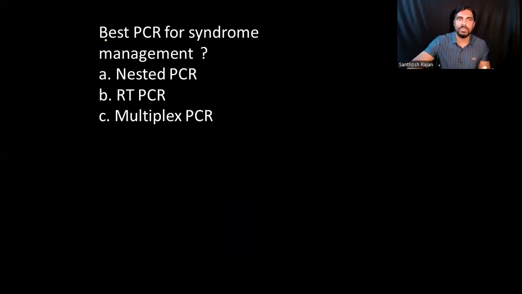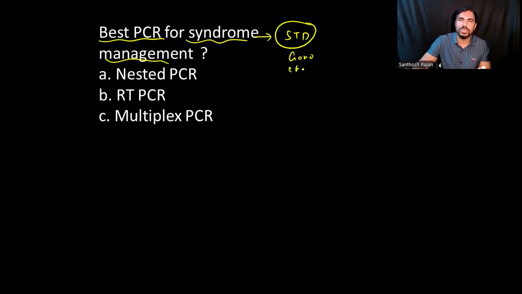That is definitely not best. We have many things that have come. RT-PCR, of course, the revolution: reverse transcriptase, real-time PCR. They are also good. But here the question is syndromic management. Syndromic management means, for example for STD, multiple bacteria. STD is caused by gonococcus, chlamydia, herpes simplex virus, syphilis, anything. So with multiple organisms, if I have to do one PCR instead of wasting so much time, what would I prefer?